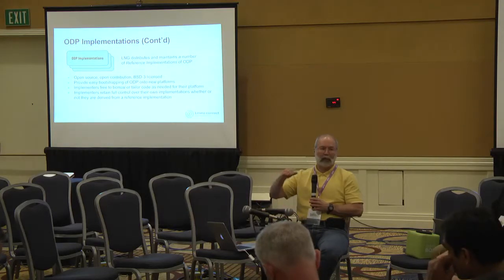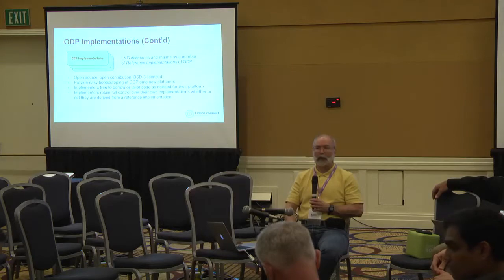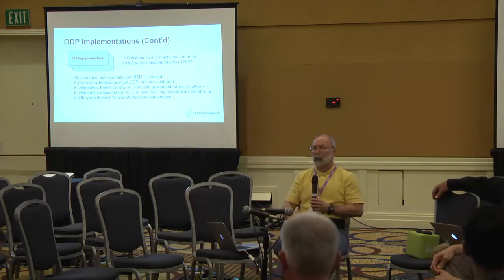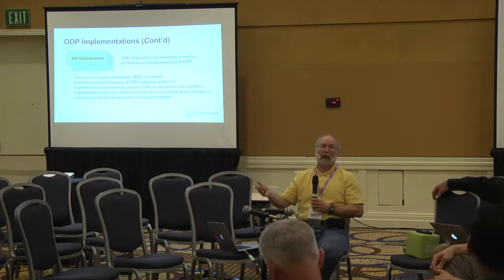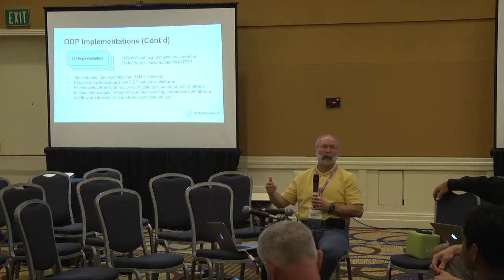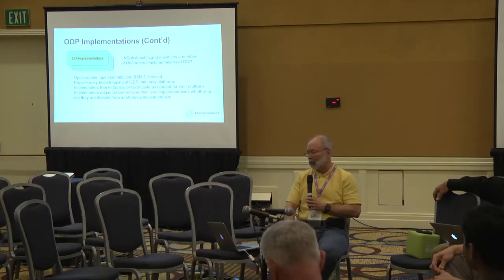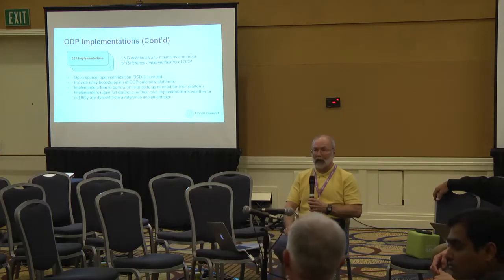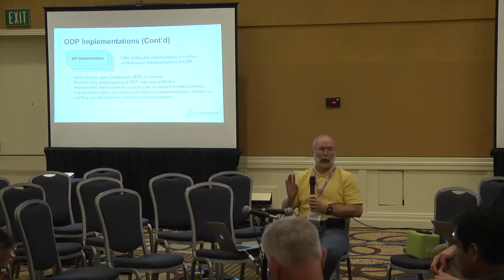If you take the most basic reference implementation we have, which we call Linux generic, all it requires is a Linux kernel. It's a pure software implementation. If your platform supports Linux, you can take that and be up and running with an ODP implementation on your platform within a couple of hours. And from there, you can start tailoring it and optimizing it to take advantage of the unique features of that platform. Implementers are, of course, free to borrow or tailor code as needed for their platforms, and they retain full control over the implementation, whether or not it was derived from a reference implementation.